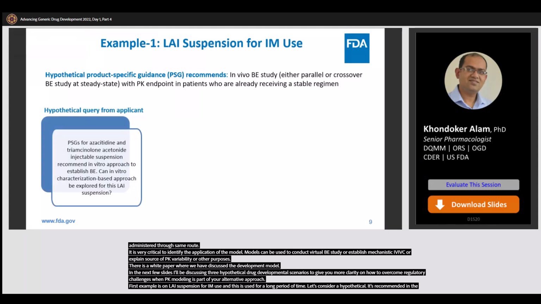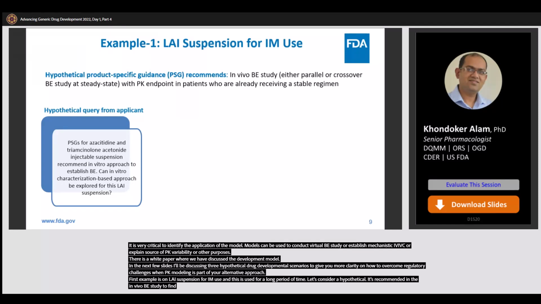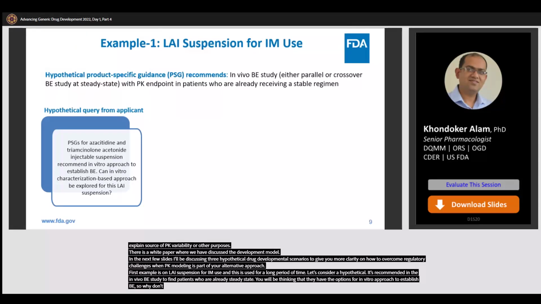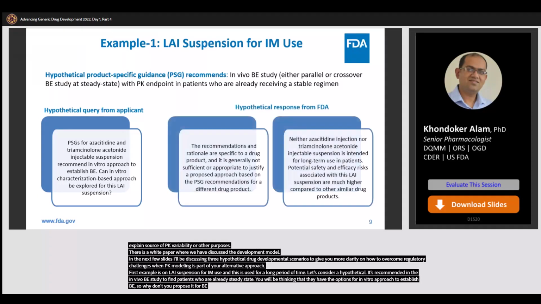Your product development team may be thinking that PSGs of azacitidine and triamcinolone acetonide have the options for an in vitro approach to establish BE. So why don't you propose to FDA an in vitro characterization based BE approach for these hypothetical LAI suspensions? Based on my regulatory experience, my thinking is the recommendations and rationale are specific to a drug product. You cannot really translate one PSG recommendation to another drug product.